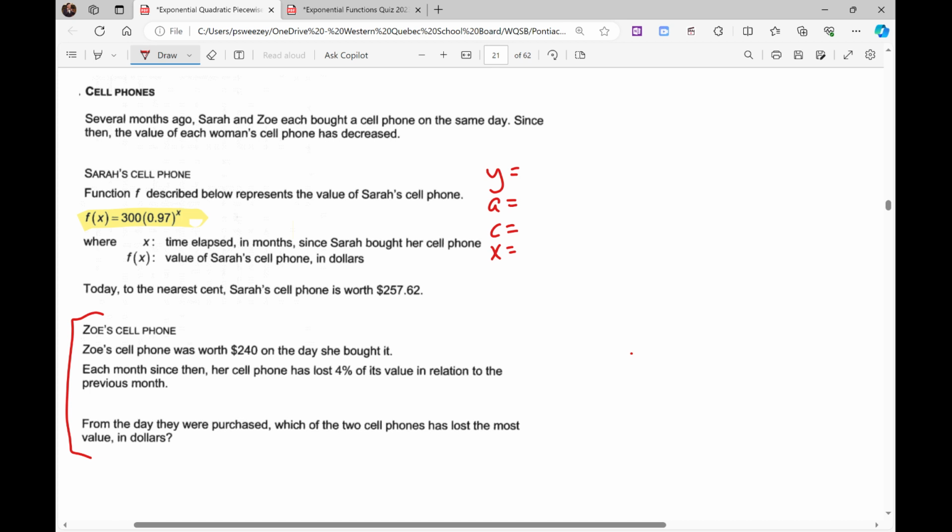This guy here is actually already giving me the rule. When do I have the rule? When I have both A and C. Those are the most important parts. A is the starting value. C is the rate at which it is going up or down. So the A is 300. The C is 0.97. I don't have to do anything with this 0.97. When it looks like this, gents, f of x is equal to this times this to the power of x, it's already done.